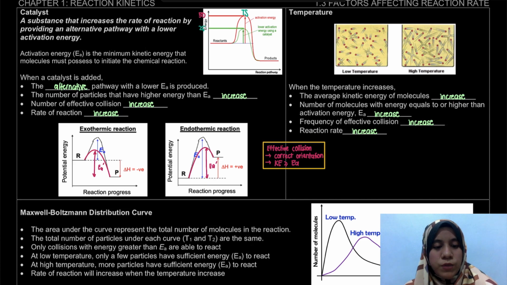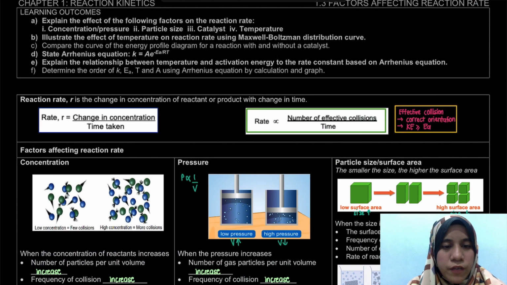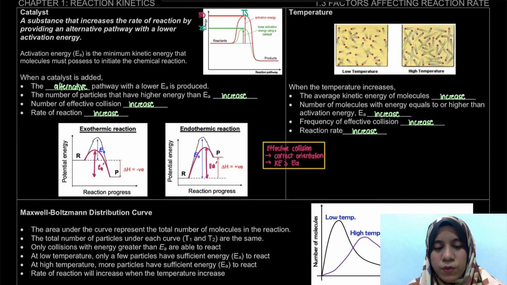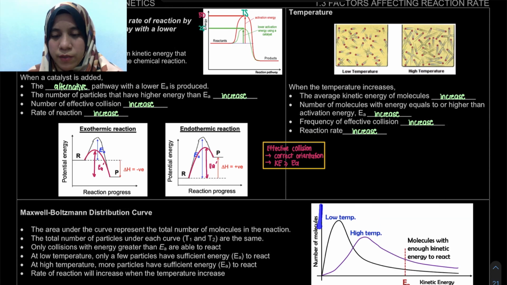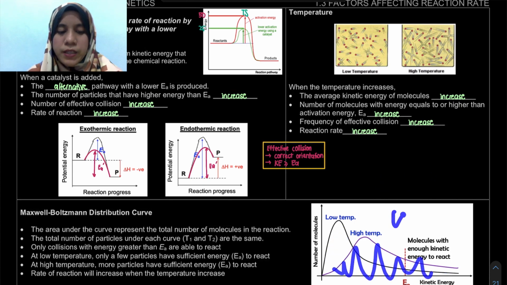Last but not least, let's look at the Maxwell-Boltzmann distribution curve. The Maxwell-Boltzmann distribution curve is used to illustrate the effect of temperature on reaction rate. For this curve, we have the y-axis as the number of molecules and the x-axis as our kinetic energy. The area under the curve represents the total number of molecules, and the total number of particles under each curve is the same. So even though it has a different shape, it has the same number of particles. For example, here got 1000 particles, and here we also got 1000 particles.